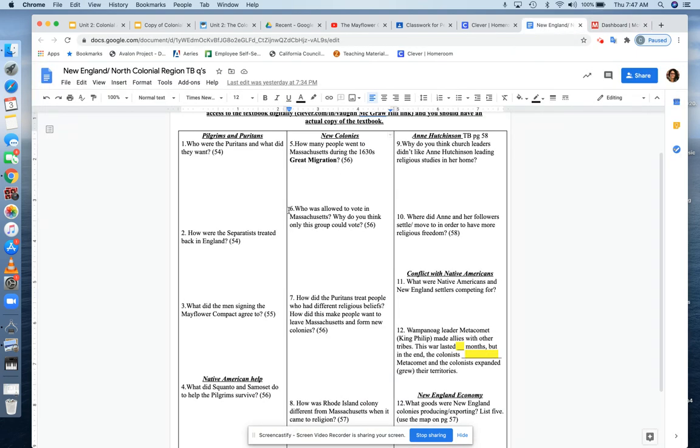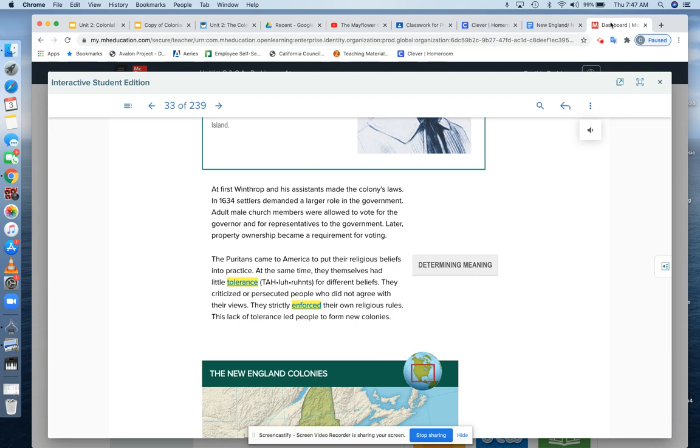And going back to that middle column, it says, who was allowed to vote in Massachusetts, and why do you think only this group could vote? Again, they said adult male church members were allowed to vote for governor and representatives of the government, and later, property ownership became a requirement for voting, so you had to own land in order to vote.